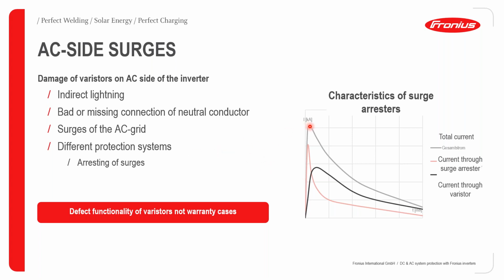So here on the right, we can see what the characteristics of surge arresters are. Here we have the total current in the gray curve, and then we can see what is traveling through the lightning arrestor and the portion of that total current from the surge that is traveling through the varistor. When you do not have the arrestor, it means that the varistor is going to take the entire current, and therefore that can very easily result in damage.